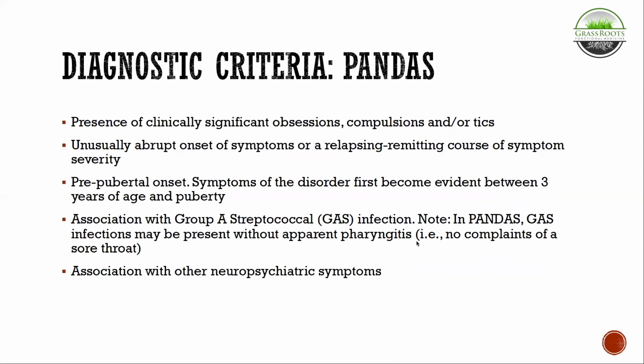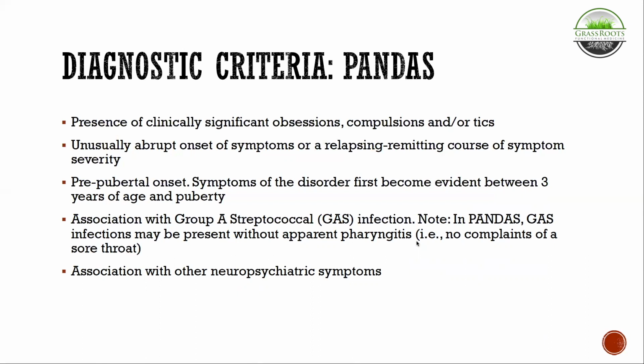So the presence of clinically significant obsessions, compulsions, and/or tics; unusually abrupt onset of symptoms or a relapsing, remitting course of symptom severity; pre-pubertal onset, where symptoms of the disorder first become evident between 3 years of age and puberty; and an association with streptococcal infection. In PANDAS, that's what sets it apart, is we're seeing the strep.